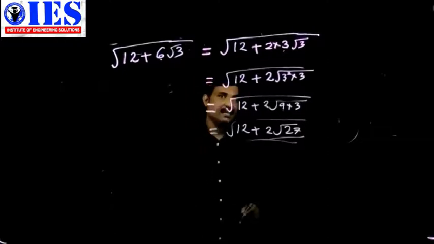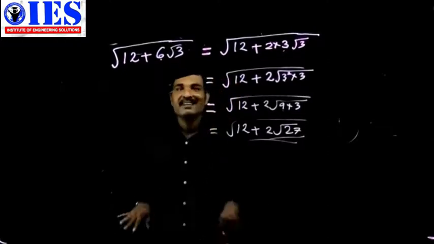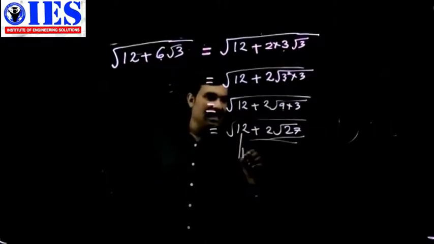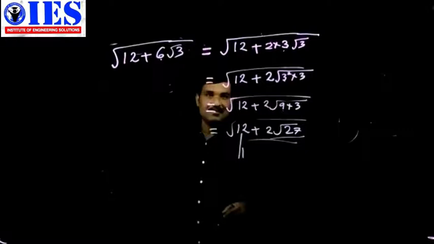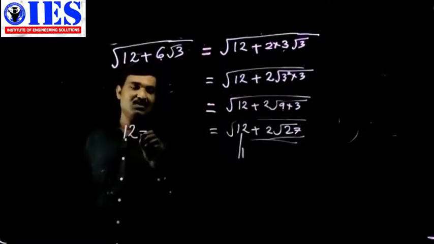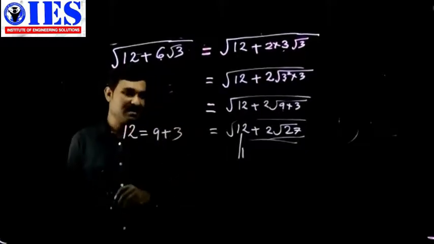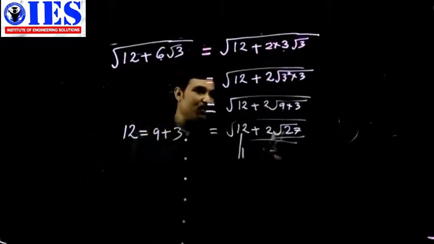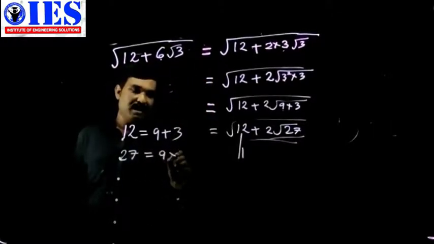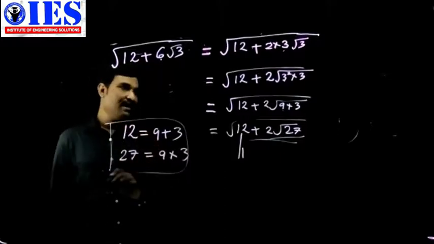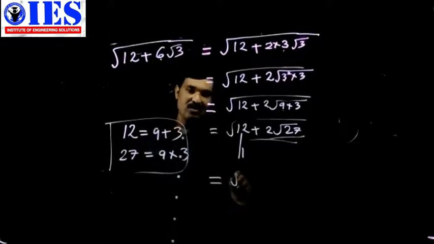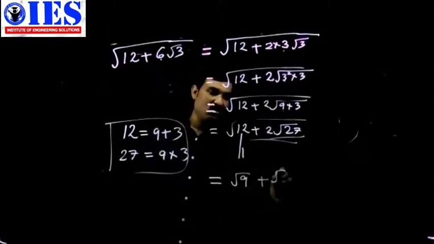Now this becomes the standard format. Now we can use the normal method by finding two numbers whose sum is equal to 12 and product is equal to 27. So what are the two numbers? We can write 12 as 9 plus 3. Inside the square root, 27 is equal to 9 multiplied by 3. So our condition is met. So the answer is equal to square root of 9 plus square root of 3.